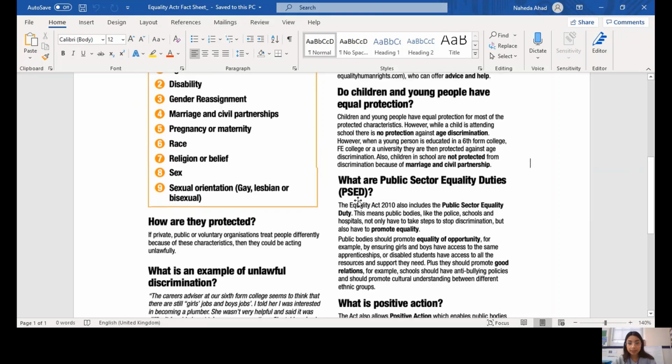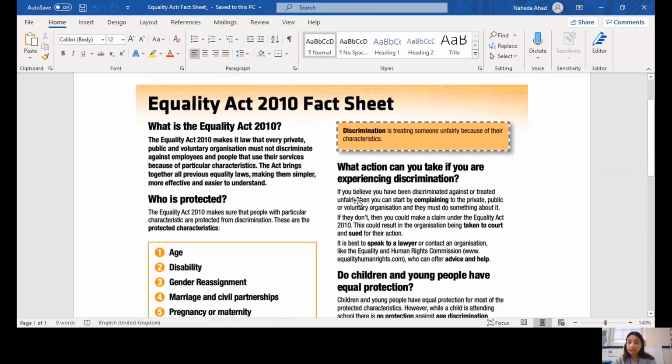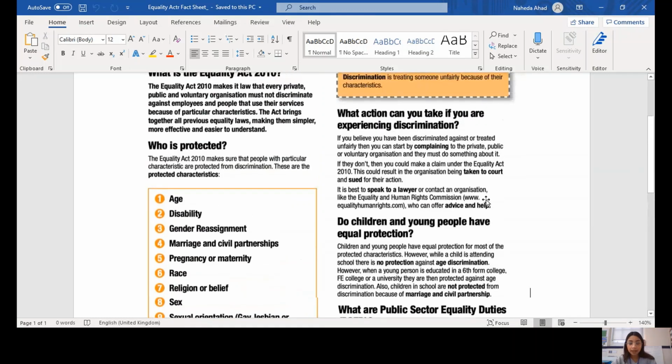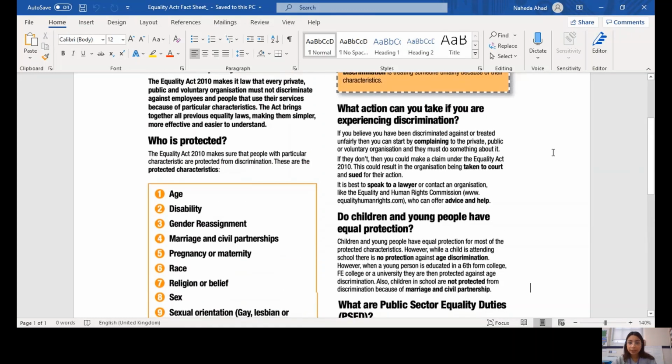Fantastic, year 6, it's now my turn. Discrimination is treating someone unfairly because of their characteristics. What action can you take if you are experiencing discrimination? If you believe you have been discriminated against or treated unfairly, then you can start by complaining to the private, public or voluntary organisation, and they must do something about it.